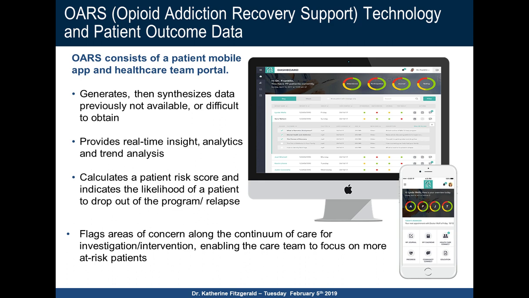So the app is called OARS, Opioid Addiction Recovery Support. In my office, we've actually connected it with our EMR, our electronic medical record, and it serves to do a couple of things. Of course, it connects and gathers basic information, like urine toxicology, group attendance, office attendance, those basic things. But it also synthesizes data that we normally wouldn't be able to ascertain.